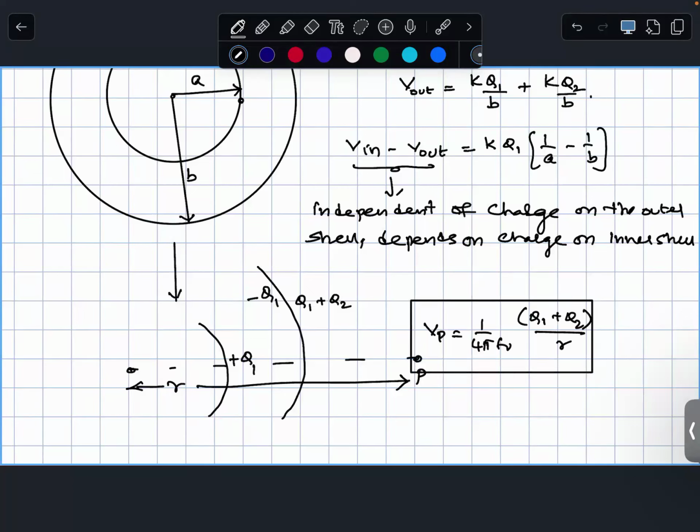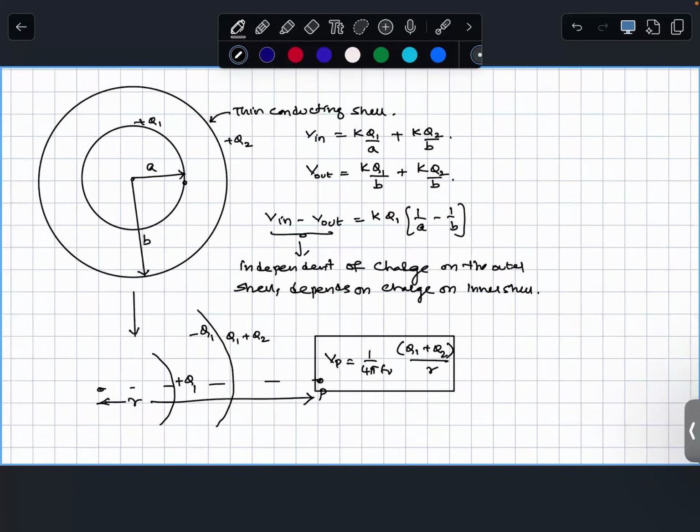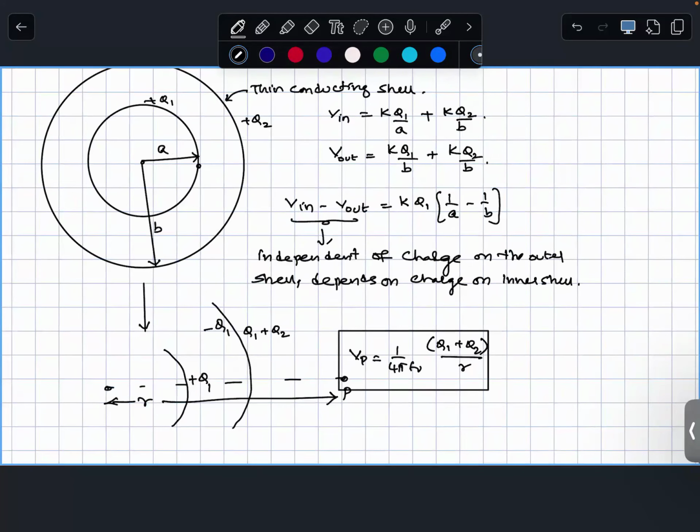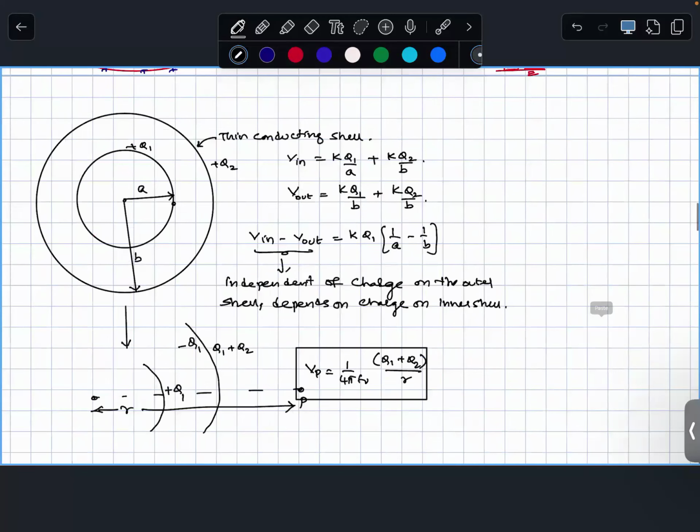Any doubt, boys and girls? This is a very fundamental approach that I have given to you now. Any doubt in this, boys? You have any doubt in this?